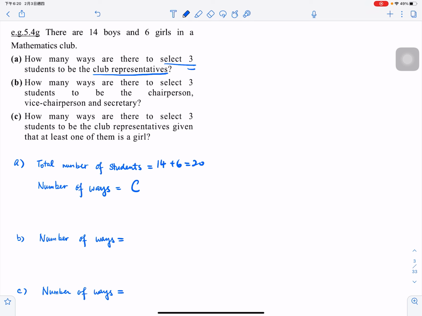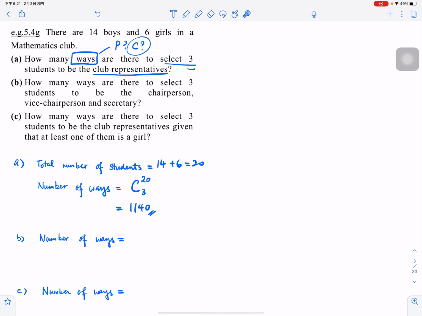So, what is the number of ways? How many ways? Just have this word ways. That means P, permutation, or C, combination. Maybe you can find from part B, because part B seems like the same question, but to be the chairperson, vice chairperson, and secretary. That means you have the position. So this one, no position, then you think it should be combination, right? So C, let's have a look. Total 20 of them, and you choose 3 of them only. So the answer 1140. Clear?